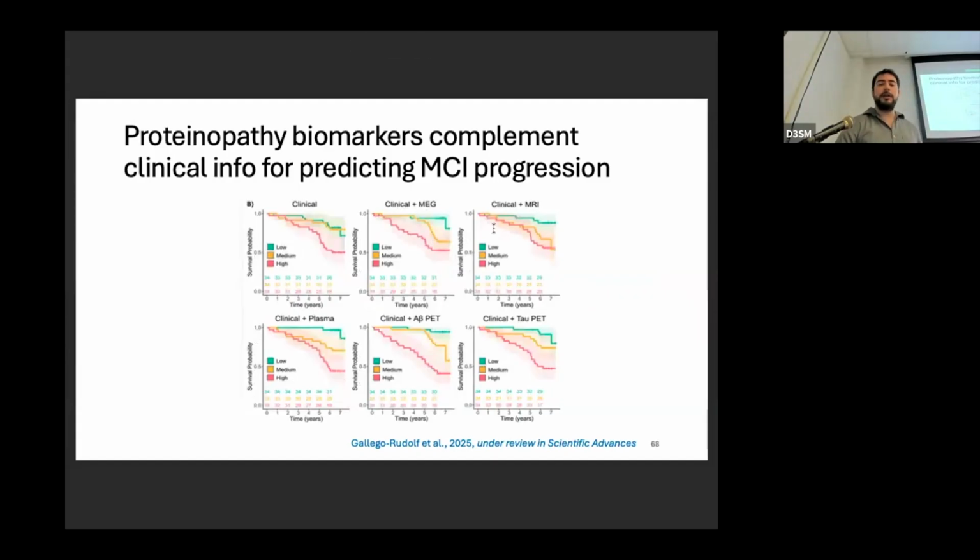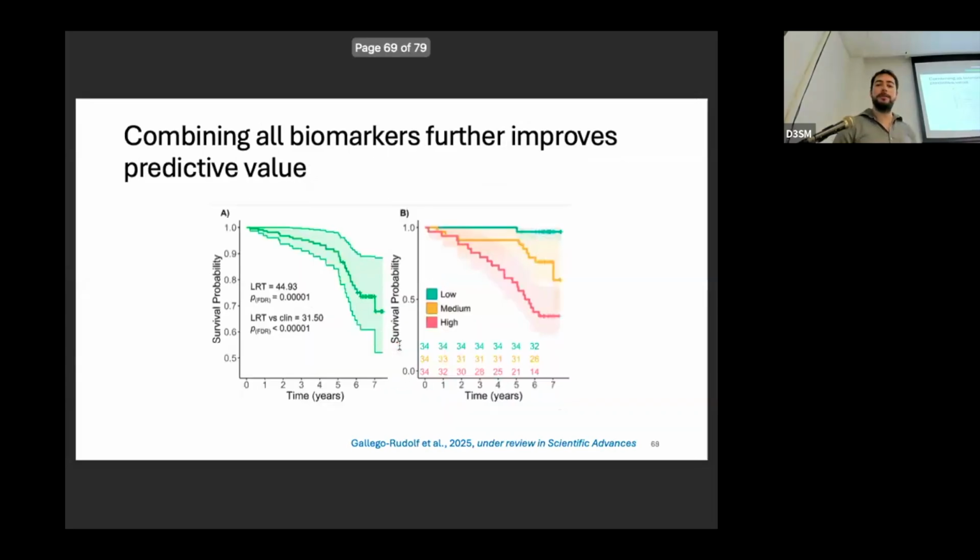And this can be better appreciated when we separate the participants into tertiles based on the predicted risk scores derived from the model. So you see that in the clinical model, we have a moderate separation between the curves of the participants that are assigned a high risk score versus the ones that are assigned a low risk score. And when we incorporate information mainly from proteinopathy biomarkers, we have a better separation of these curves, which indicates that the people who are in fact progressing to MCI are the ones that are assigned the higher risk scores. So the better separation indicates a better discriminative accuracy of our models.